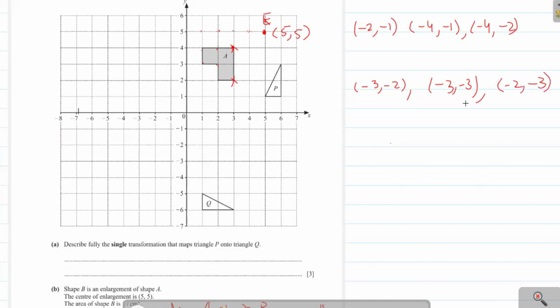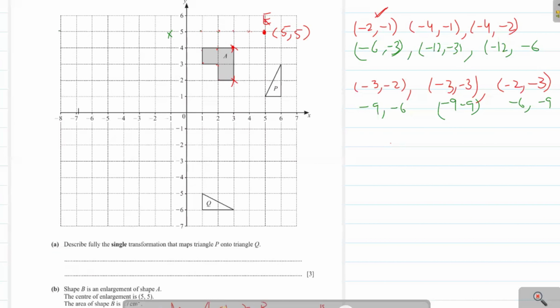Now the enlargement figure's position from the center of enlargement, the scale factor is 3. Therefore, we multiply these coordinates by 3. We get (-6, -3). These are the image points. We mark this with the green marker. You see here (-6, -3), and we multiply by 3 again. We get (-12, -3), then (-12, -6), then (-9, -6), then (-9, -9), and then (-6, -9).